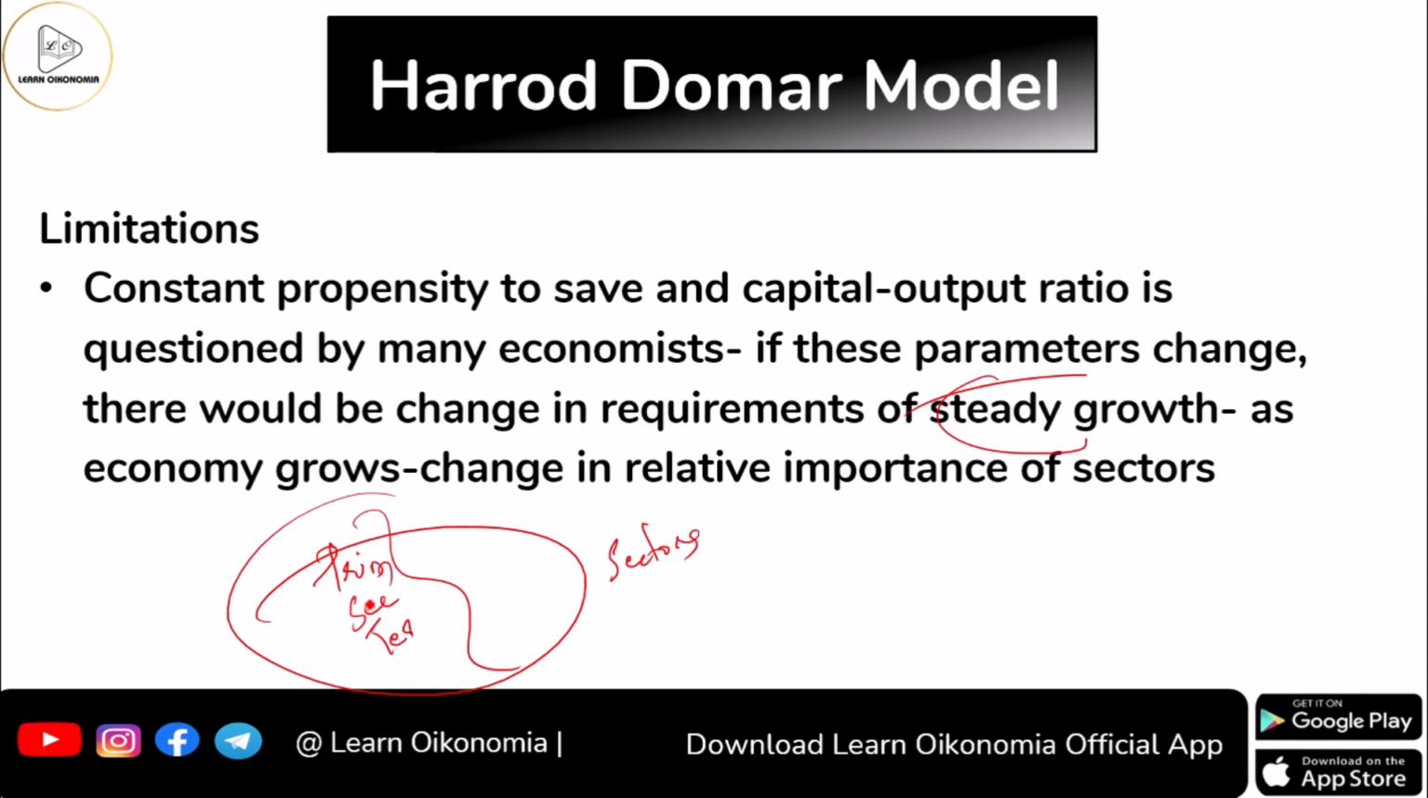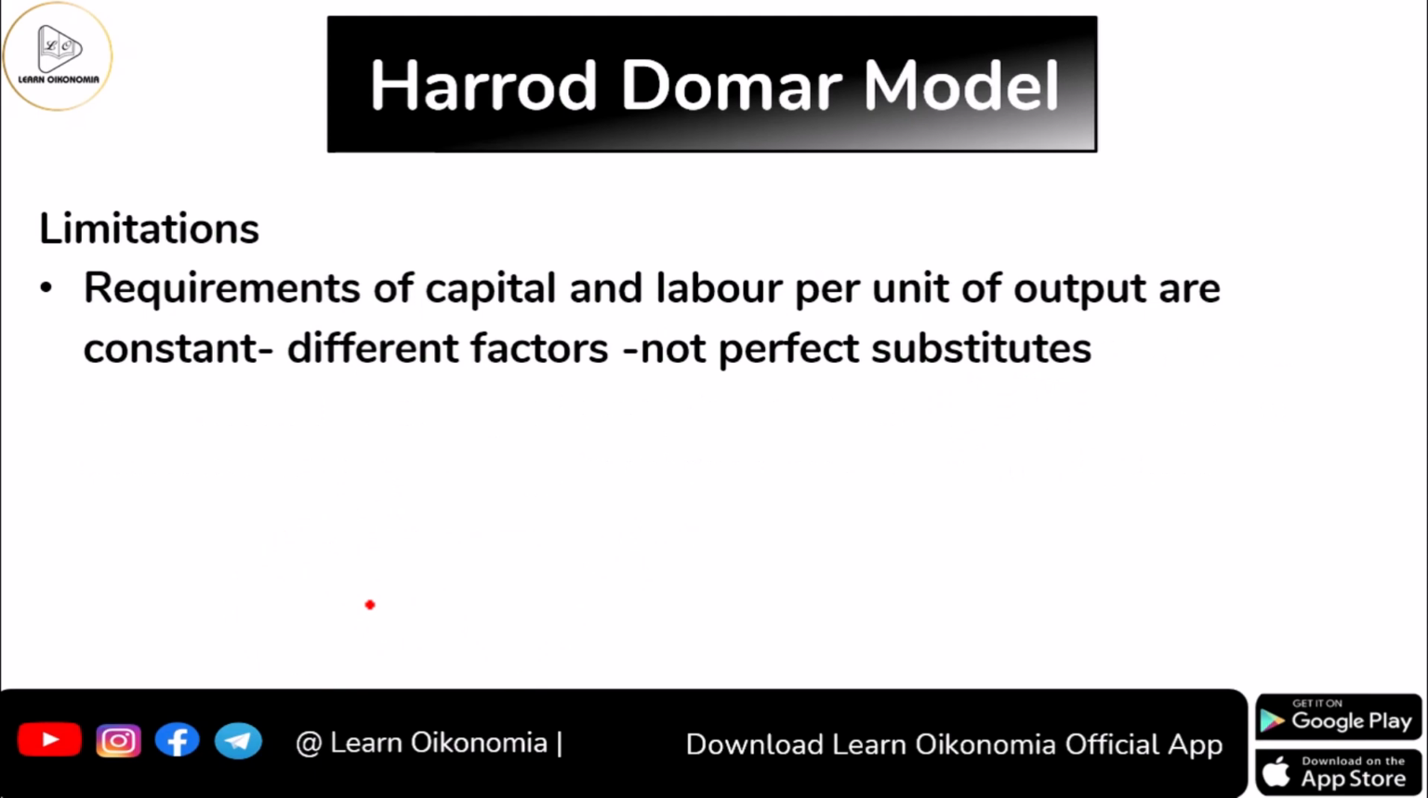Okay. Now, moving to the next limitation. The model again assumes that the requirements of capital and labor per unit of output are constant. You know that we are dealing with a production situation where we will have different factors of production, and these factors are not perfect substitutes for each other. You cannot perfectly substitute labor for capital or capital for labor, but you can have some limited substitution. Limited substitution is possible. But we are not dealing with the situation of perfect substitution.